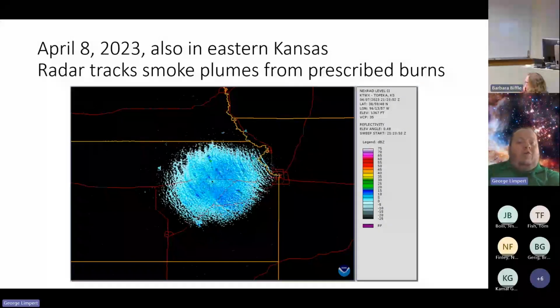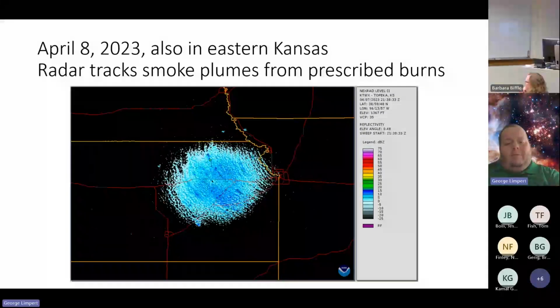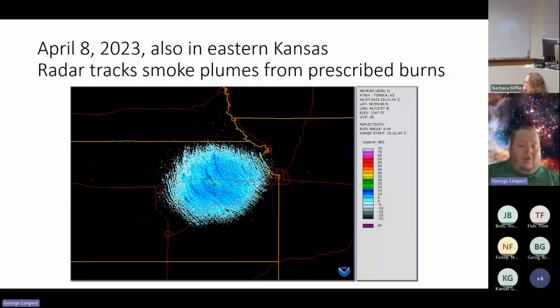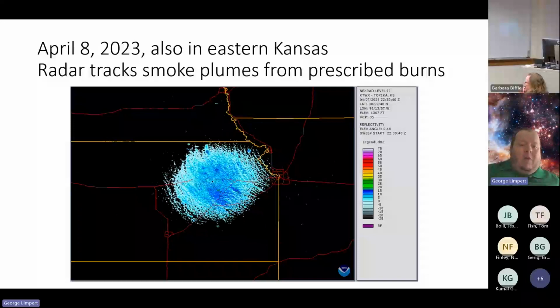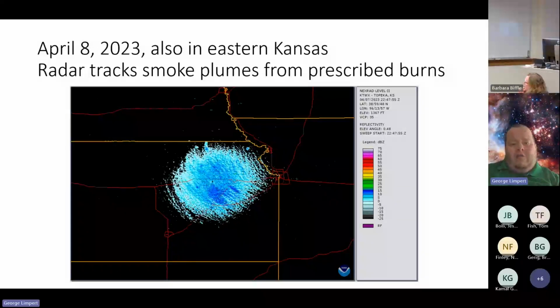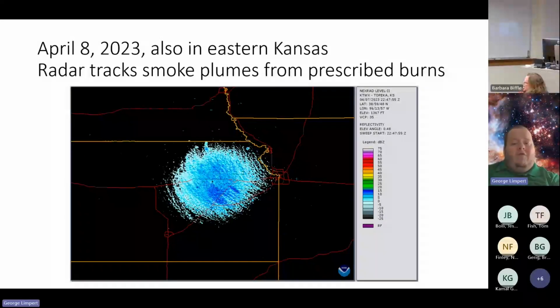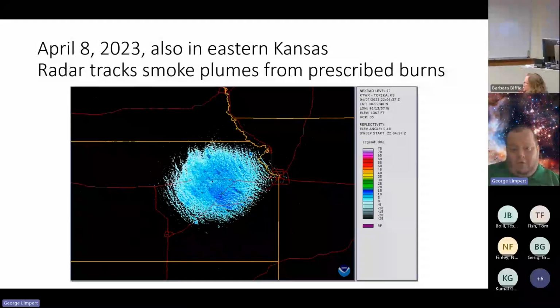I'm going to show you an example from the next day, which is April 7th. The winds were considerably stronger. And if you look at this, you get an idea that the winds are out of the southeast or out of the south. And there's a considerable amount of smoke here. And I believe on this day there were air quality alerts in Nebraska because of the smoke that was coming into the state from prescribed burns in the Flint Hills in Kansas.